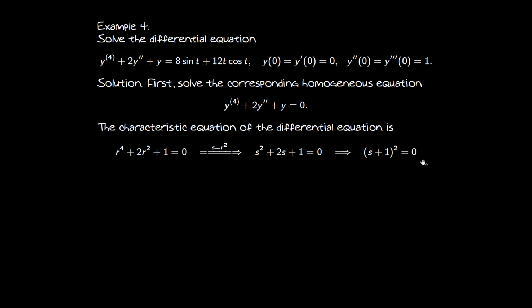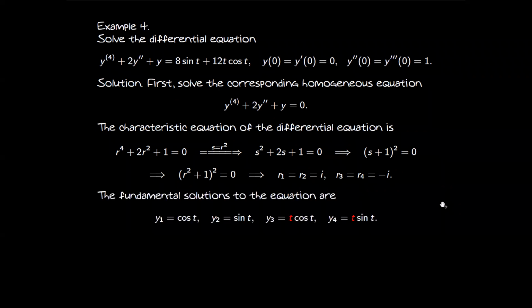And then s, we know, is r squared, right? So you're going to get r squared plus 1 is equal to 0, and you're going to have it twice. So that means r1, r2 are both i, and r3 and r4 are both negative i. Therefore, for the repeated roots, we have to use some extra t's. So keep that in mind.